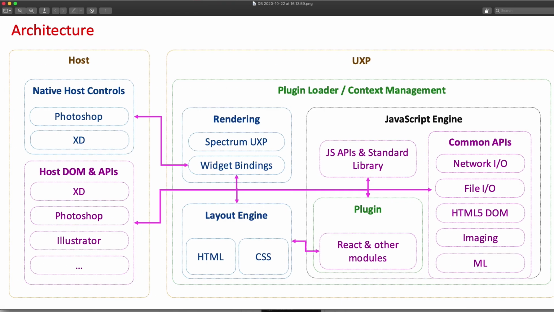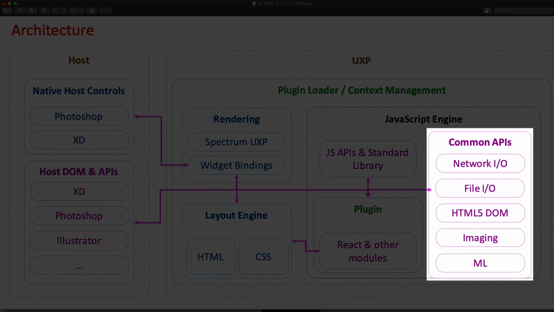Actually, there is more in this UXP umbrella term. Besides the scripting engine, with all the bells and whistles of modern JavaScript, the fat arrow syntax, object destructuring, and so on and so forth, we get also a common set of APIs for networking, file I/O, and in the future, these are not yet available, imaging and machine learning as well.